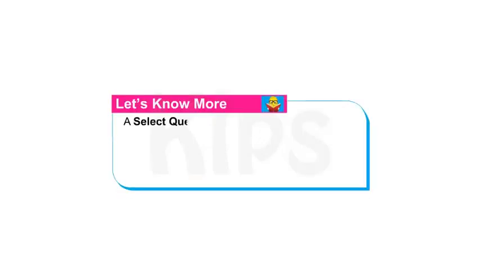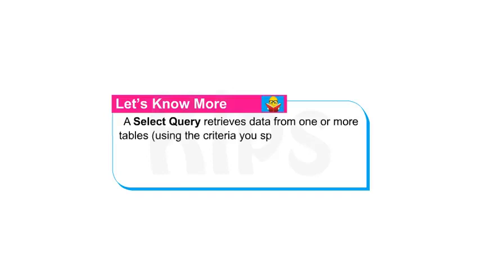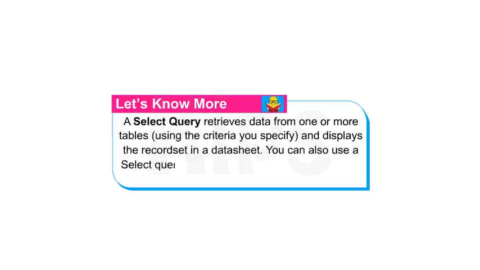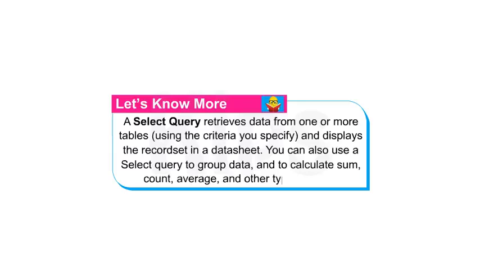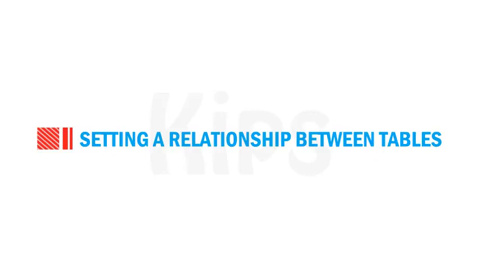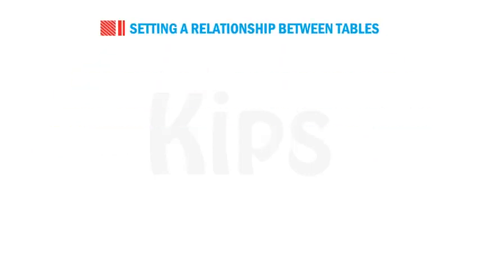Do you know a select query retrieves data from one or more tables using the criteria you specify and displays the records in a datasheet? You can also use a select query to group data and to calculate sum, count, average, and other types of total. Let us discuss how to set a relationship between tables.